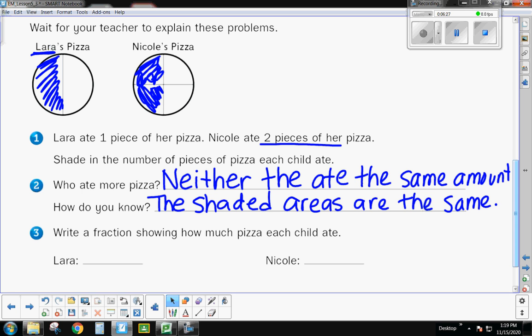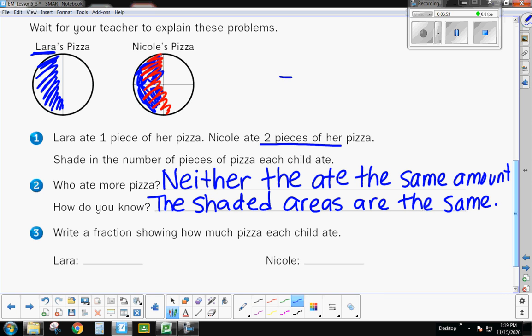Because the shaded areas are the same. When we just look at that shaded area, they are the same size. It doesn't matter that Nicole had 2 pieces and Laura only had 1 piece. Their shaded areas are the same. The pizzas were just cut differently, and that's what makes a different fraction. So let's write a fraction showing how much pizza each child ate.